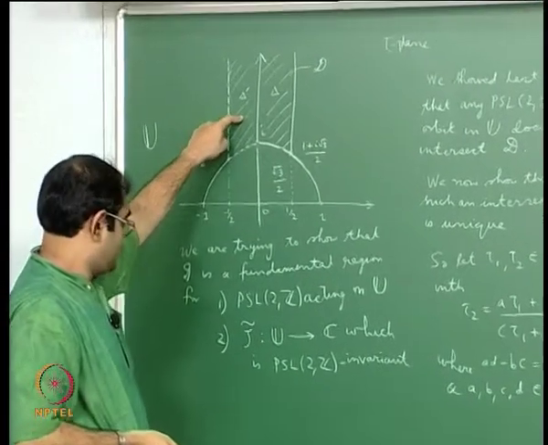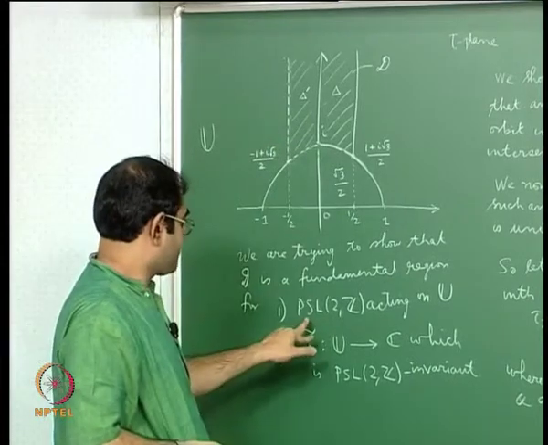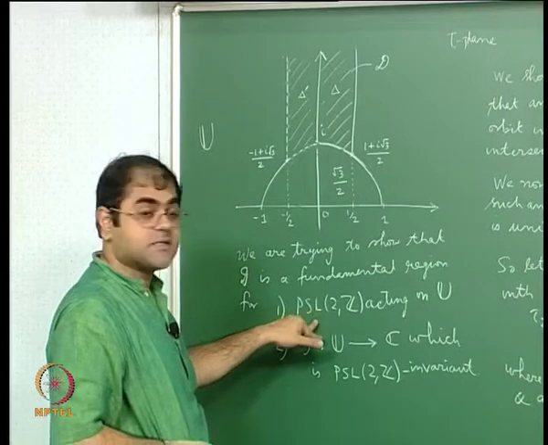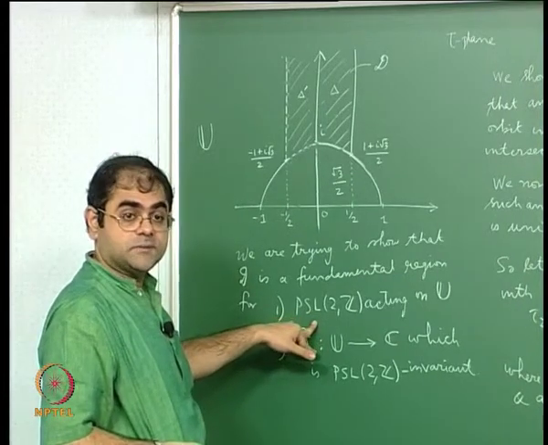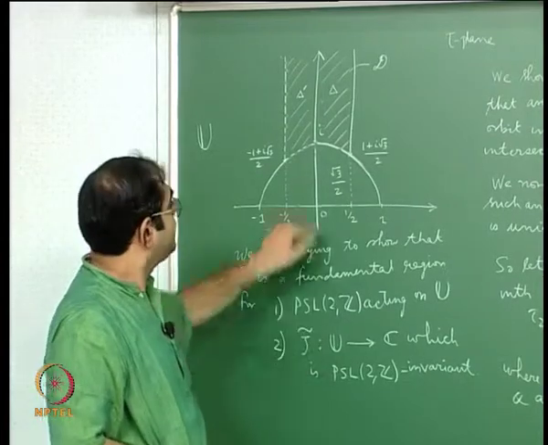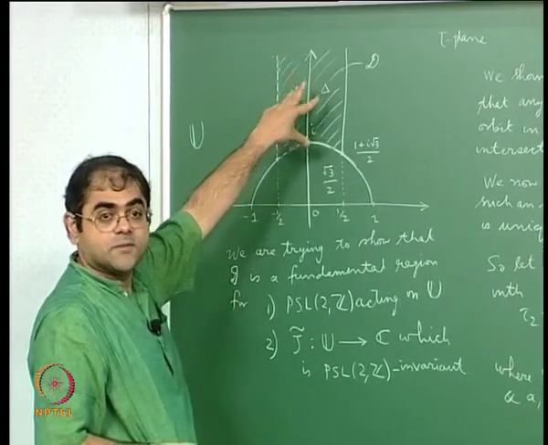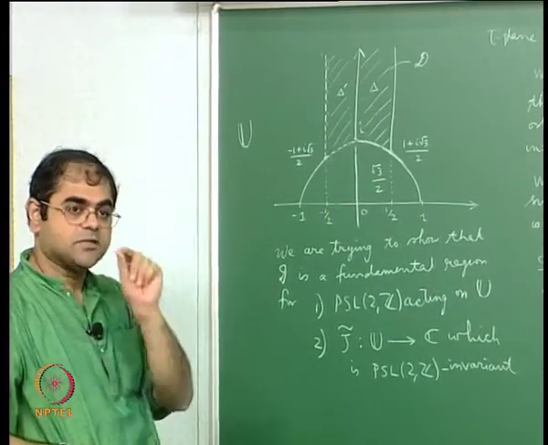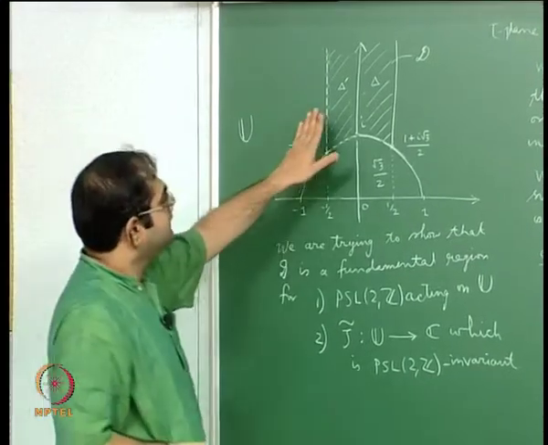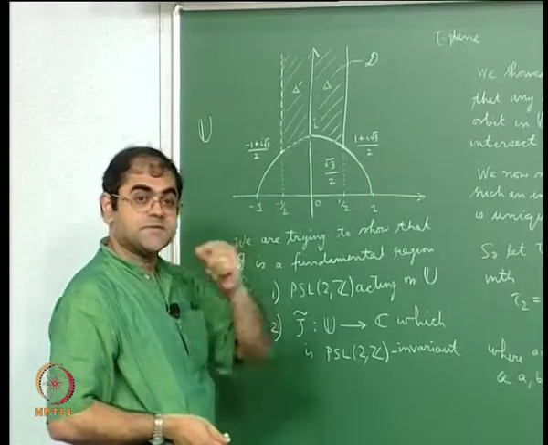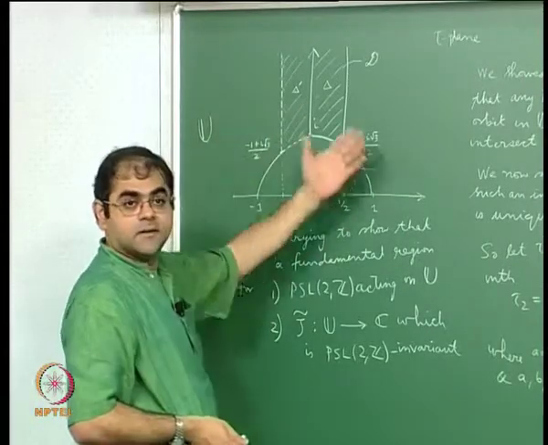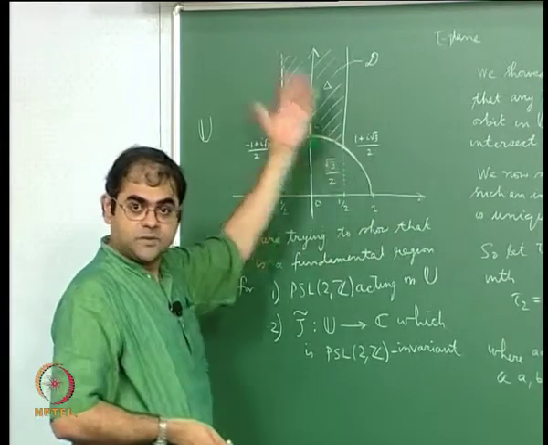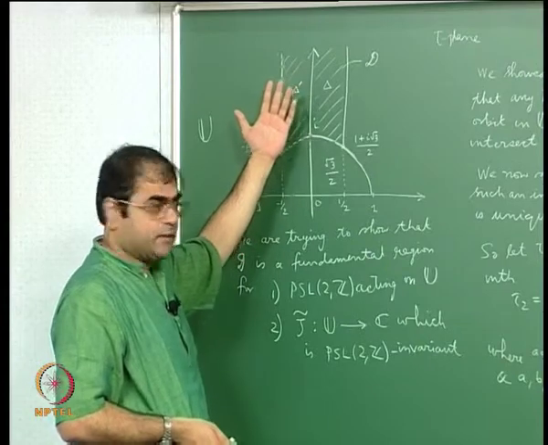So what we have proved is that script D is a fundamental region for PSL2Z. Our definition of fundamental region was that it should be an open set along with a part of the boundary which contains exactly one representative of each orbit, and such that the translates of this by the elements of the group PSL2Z should cover the upper half plane. That we have already checked.